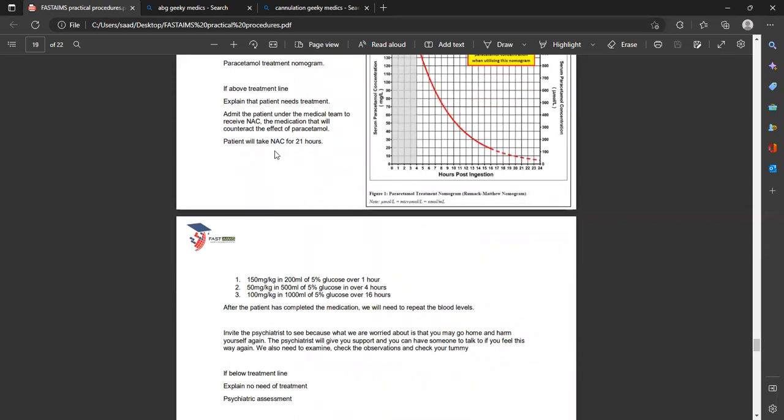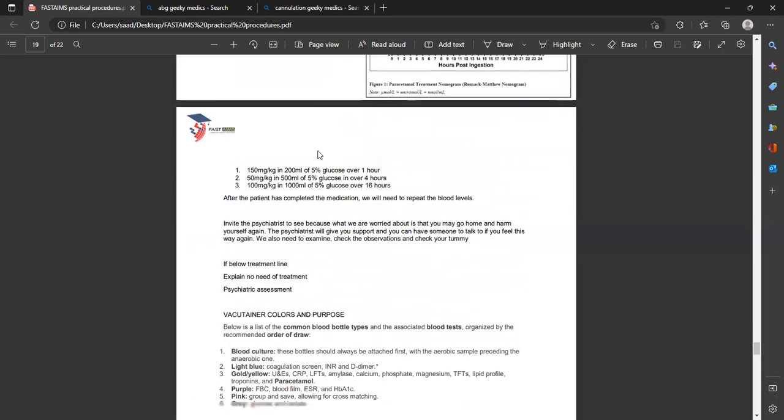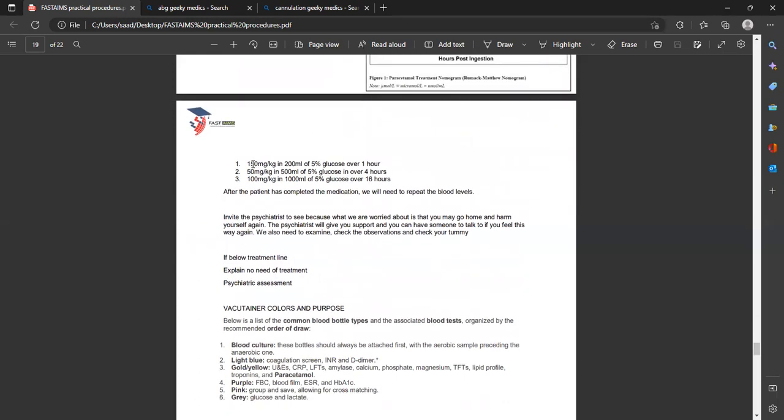You will say it to the examiner, or if the patient gives you the result, you will say it to the patient: I will start your treatment with N-acetylcysteine. You will be admitted for 21 hours. Again take consent. Then I will be giving you N-acetylcysteine at 150 milligram per kg. This is the rate that you have to give: first hour 150 milligram per kg in 200 ml of 5% glucose, then the next 4 hours, then the next 16 hours.